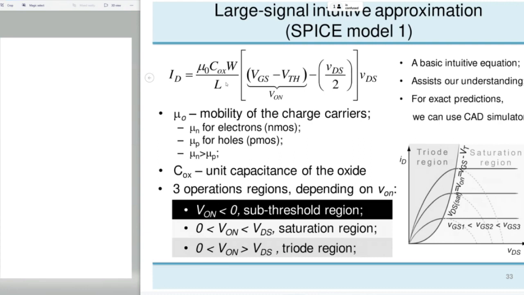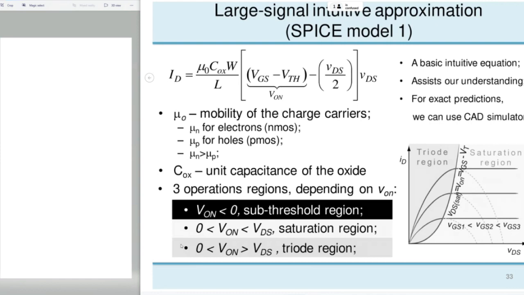So C oxide is the capacitance of the oxide, and there are 3 main regions of operation. In this course, I consider the overdrive voltage, gate source minus threshold voltage, as V on. This indicates how much the transistor is turned on. This is the overdrive voltage we discussed in electronic circuits, the difference between the gate source voltage and the threshold voltage.